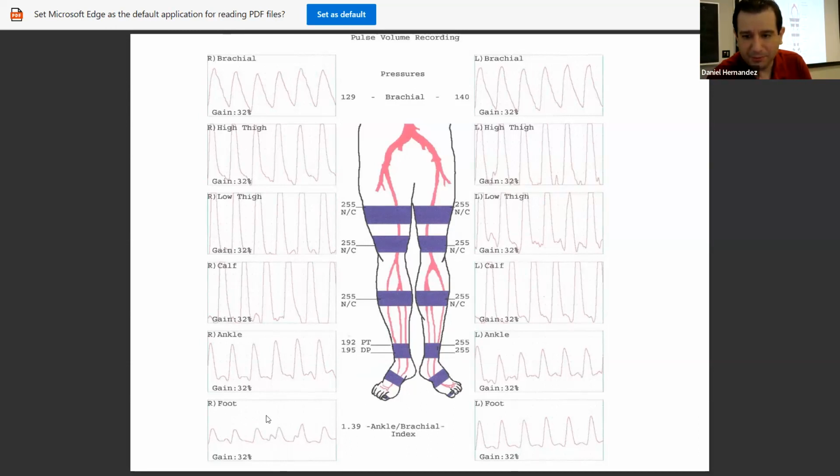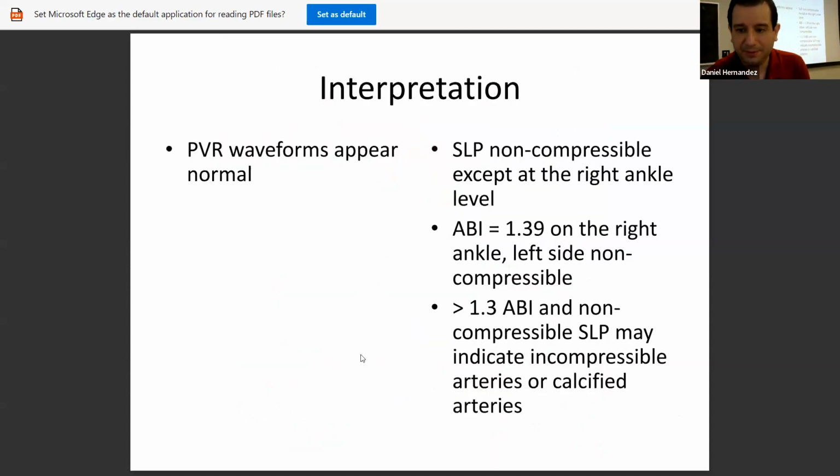Those metatarsal waveforms are slightly lower in amplitude on the right metatarsal compared to the left. So there might be the starting stages of development of some small vessel disease, potentially, just because the amplitude of those waveforms is different. That might be looking a little too much into it.